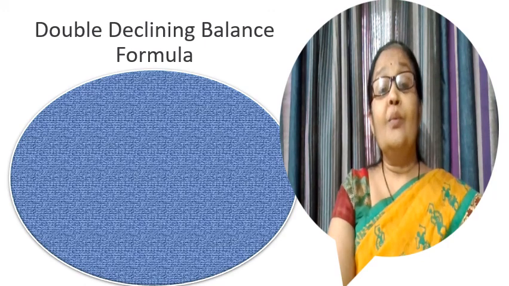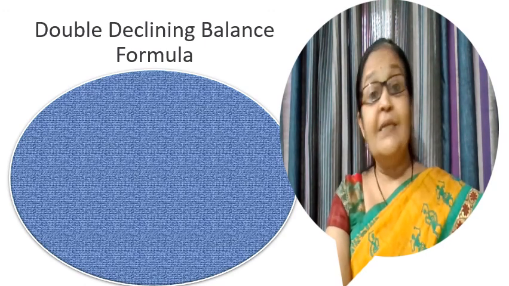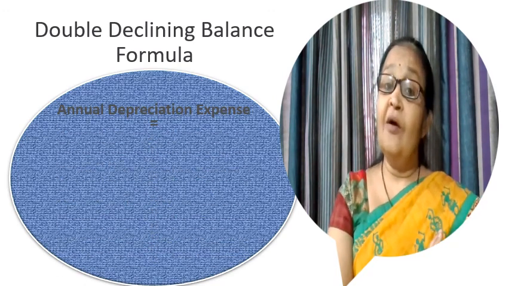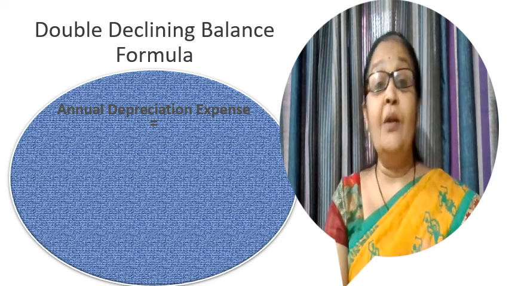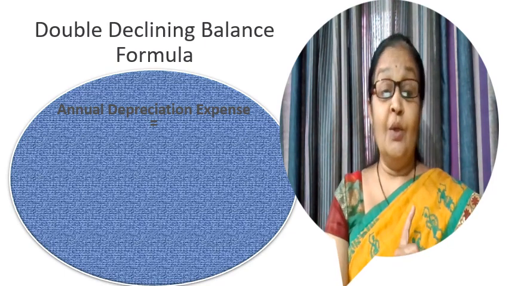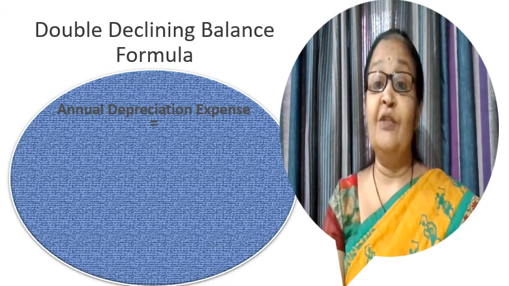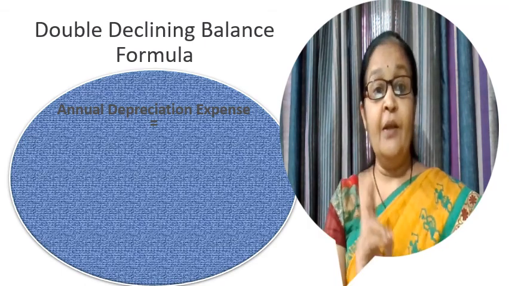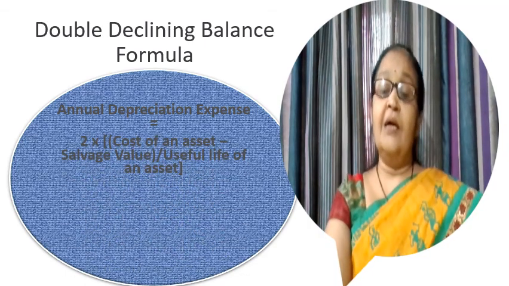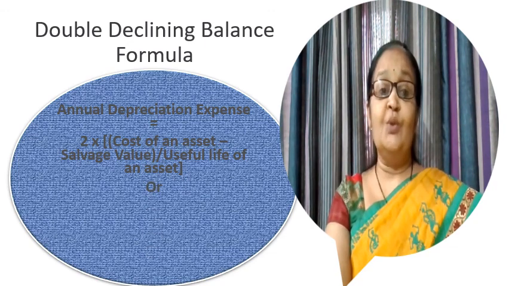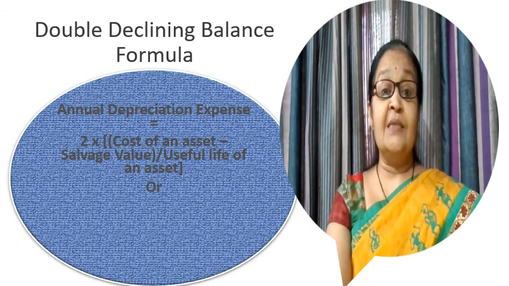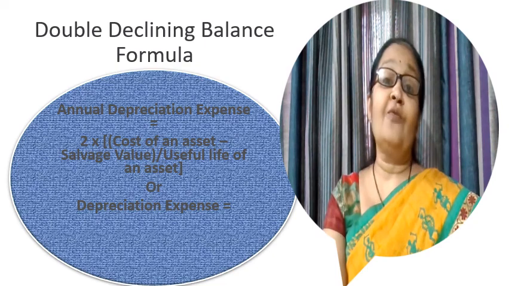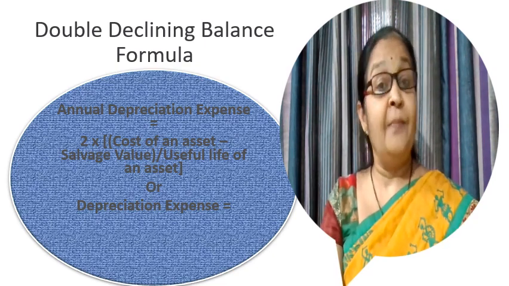Now, how is this double declining balance formula applied? Let us see one by one. The first is on the basis of the straight line method. Annual depreciation expense is equal to the cost of an asset minus salvage value, the whole divided by useful life of an asset, the whole multiplied by 2. Another formula which is used is depreciation expense on the basis of the reducing balance method, which is twice the cost of asset multiplied by depreciation rate in percentage.